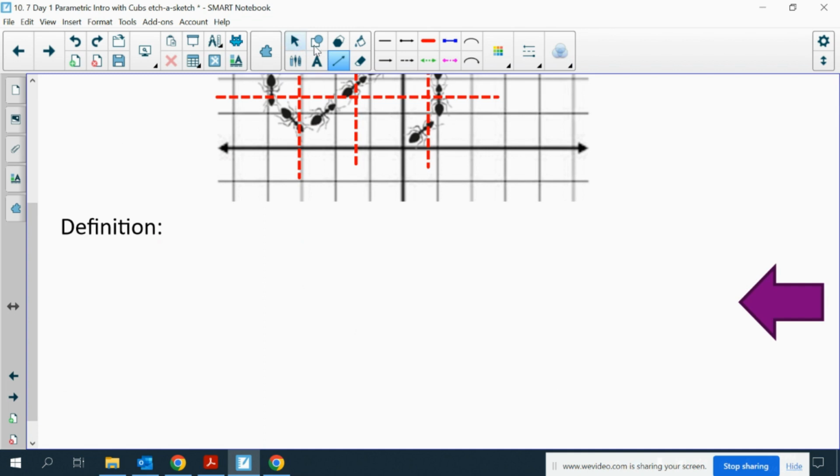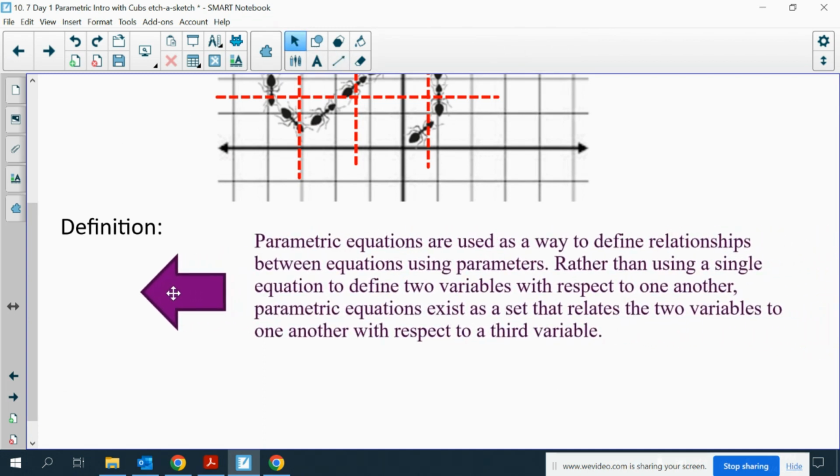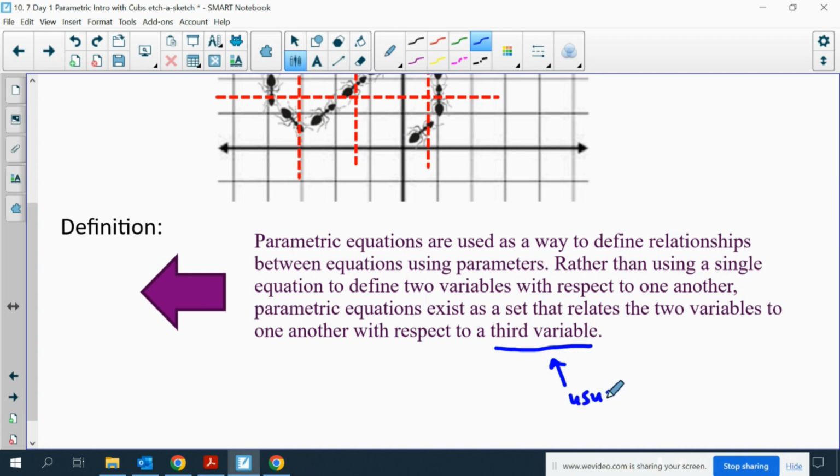So something that is going to be a new concept for us is the concept of a parametric equation. A parametric equation is, instead of using one equation to relate two variables, now we're going to use two equations with two variables that we will then relate to each other with respect to a third variable. Oftentimes that third variable is time. We usually use the third variable as t, and it often represents some sort of time, but not always.